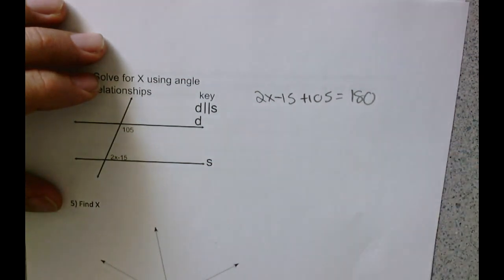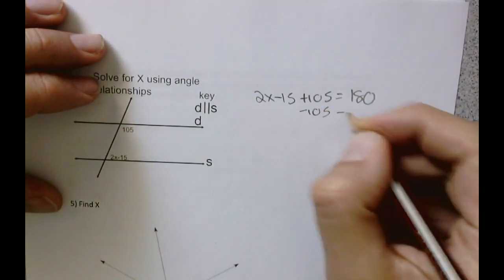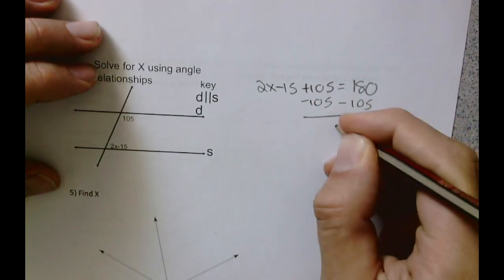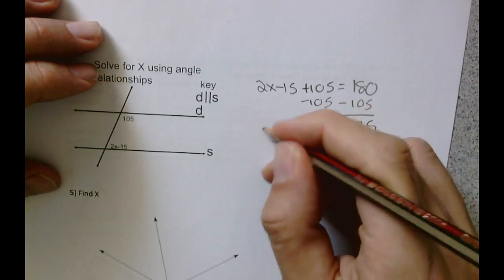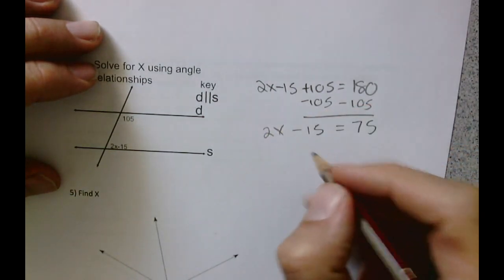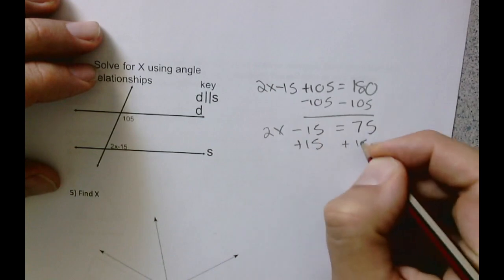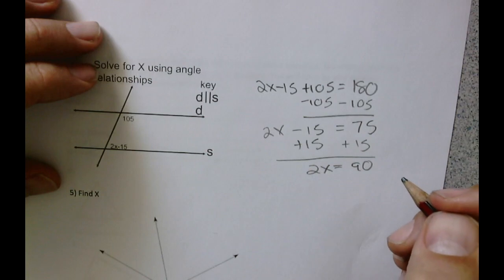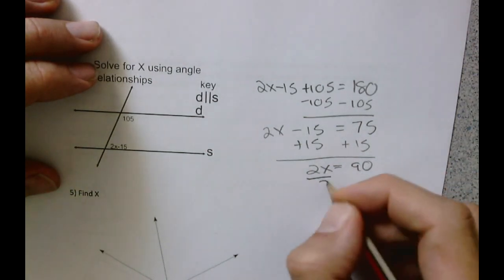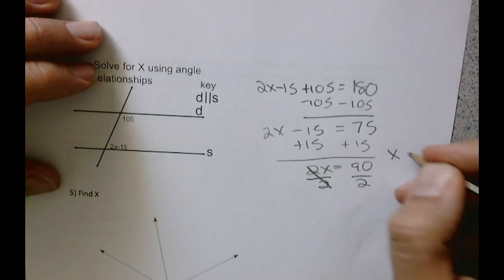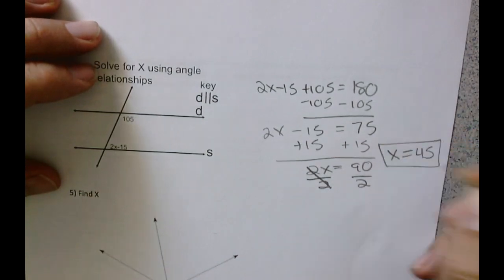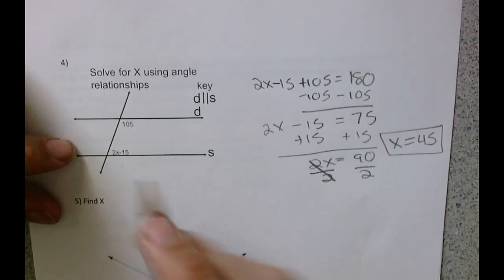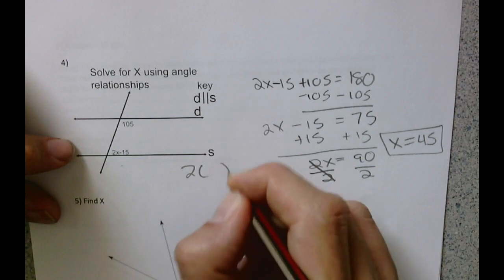So I'll start off by subtracting 105 from both sides to get 75. Next, I'll add 15 to both sides to get 90 is equal to 2x. Next, I'll divide both sides by 2 to get x equals 45. So then x is equal to 45. Now you can check your answer by taking 45 and plugging it in for x.